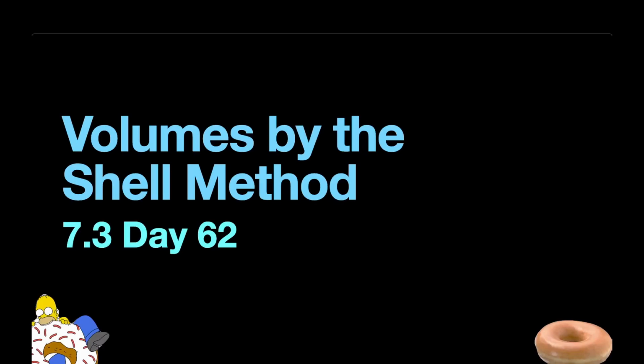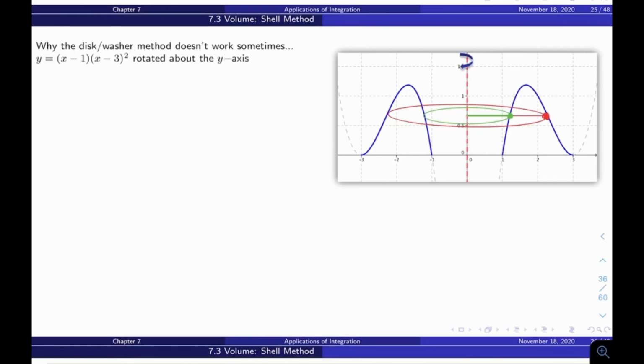Here are the notes for day 62. This is section 7.3, which is using the shell method. So there's a second method for finding the volumes by rotation, and it's a little bit different than the disk and washer method, and actually there are times when the disk and washer method doesn't work.